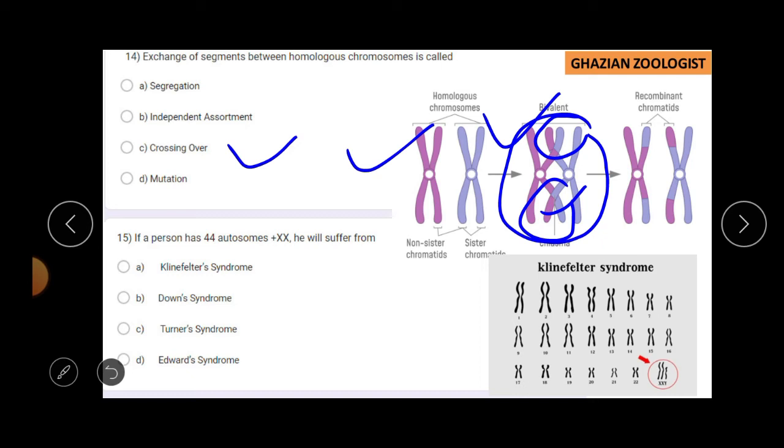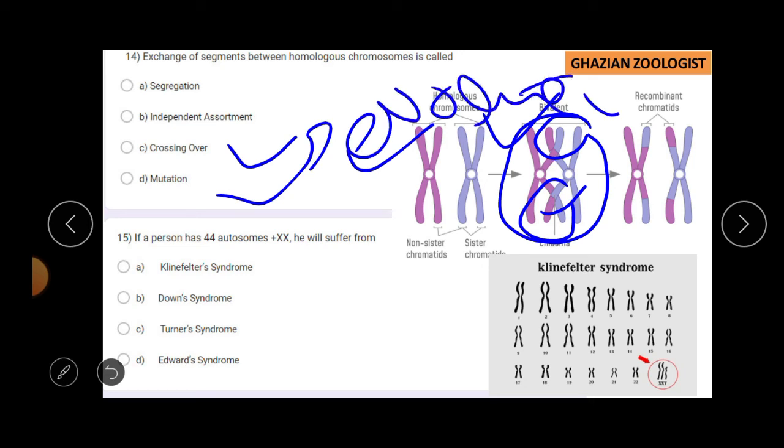There may be some changes in the incoming individual, which leads to evolution. This is a best MCQ: what is it that mutation causes? Evolution.